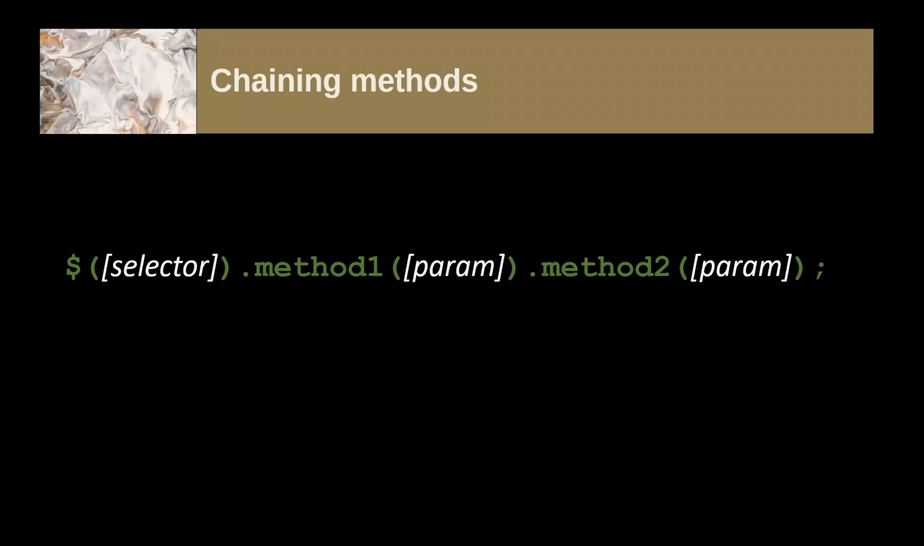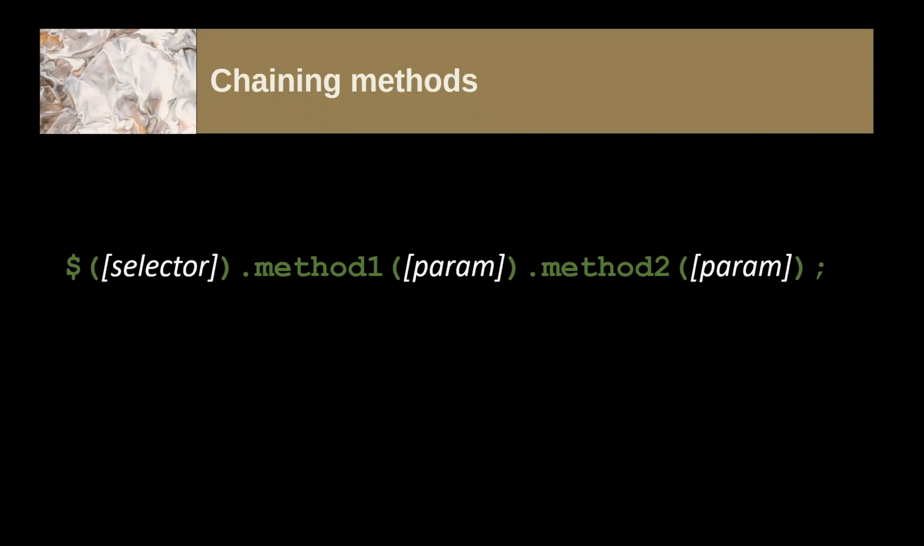But then you can put another dot, a second method, more parameters, and you can keep going and going and going. Basically, it will apply all of those methods in the order from left to right that they are provided to whatever that target is that you've identified with the selector. So it would apply method 1 first, then 2, then 3, then 4, and so forth until it gets to the end of the line.